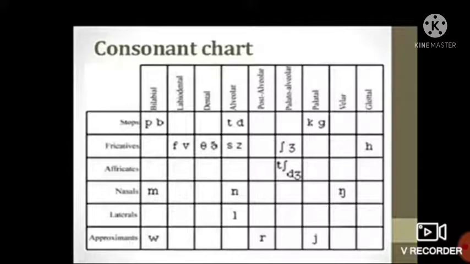Then frictionless continuant. R is a voiced post-alveolar frictionless continuant. Then semivowels. W is a voiced bilabial semivowel. Then y is a voiced palatal semivowel. W is a voiced velar semivowel.